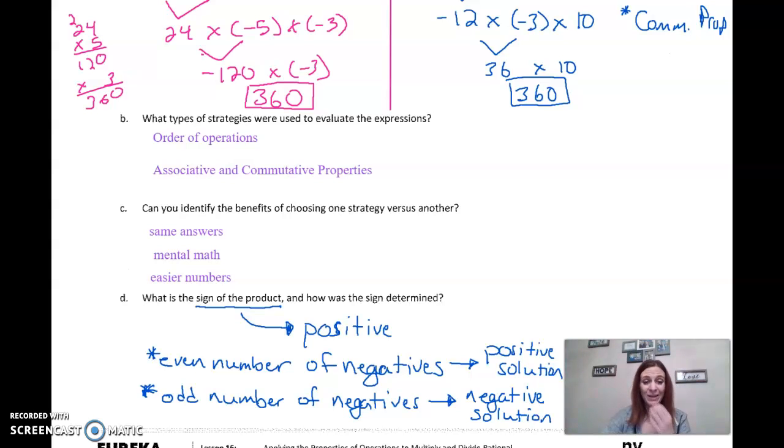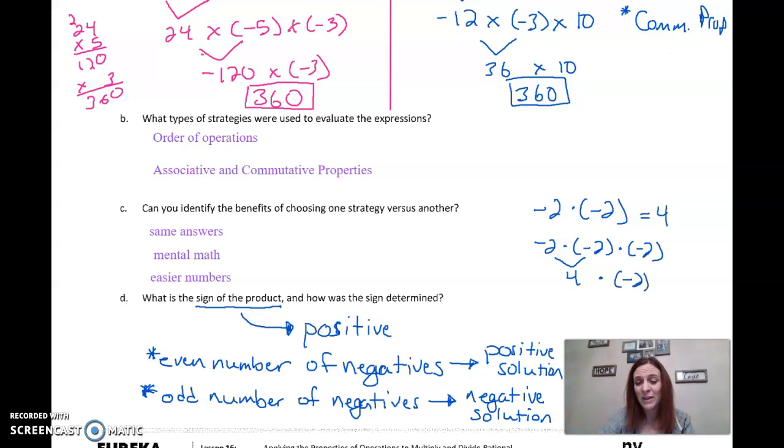Okay, so even, odd. If you were to go negative 2 times negative 2, a negative times a negative is a positive, positive 4. But if you go negative 2 times negative 2 times negative 2, well, a negative 2 times a negative 2 is a positive 4 times a negative 2, well, that's going to be a negative 8. Notice we have a negative here, and here we have a positive.